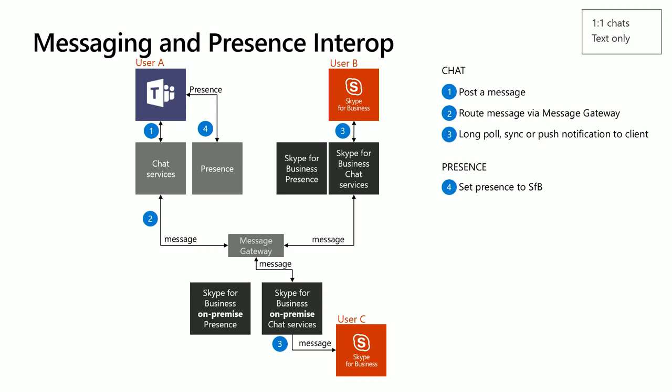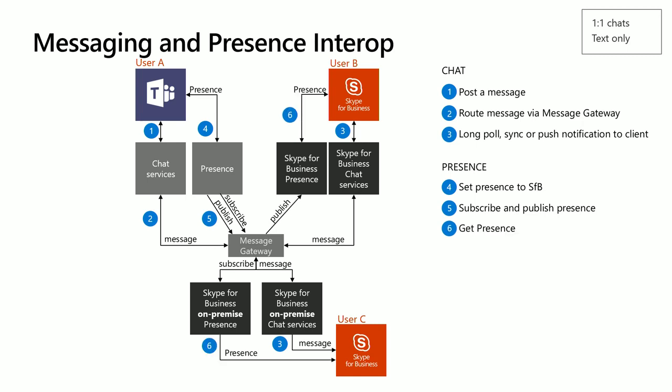We set our presence in Skype for Business, and then there's a publish and subscribe system to the message gateway. We basically use the publish and subscribe paradigm for figuring out presence, and that's how that works. And then the Skype for Business client can get presence by calling its respective service that handles presence. And then Skype for Business user B, when user B sets something, that also gets set back to the shared service.